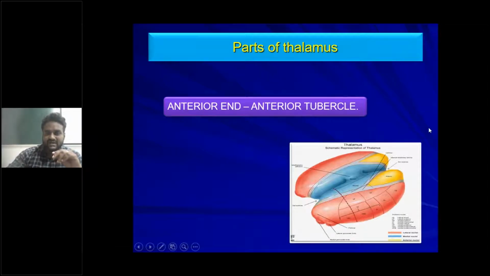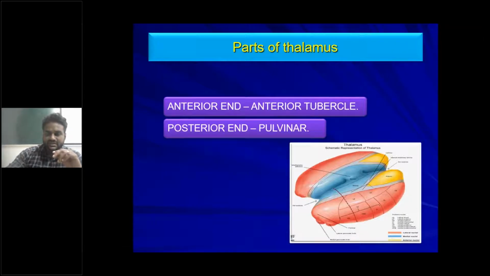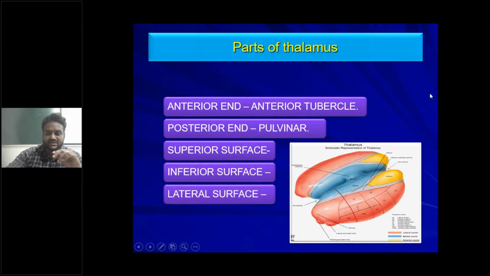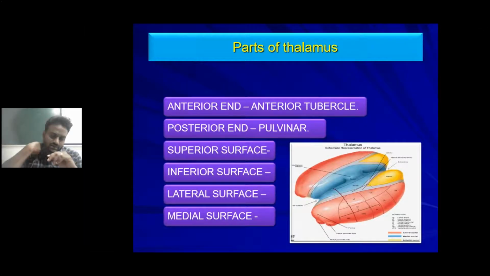First one, the anterior end. This is called the anterior tubercle. Second one, the posterior end. This is called the pulvinar. Then the superior surface, inferior surface, lateral surface, and medial surface. So these are the parts of the thalamus: 2 ends, 4 surfaces.